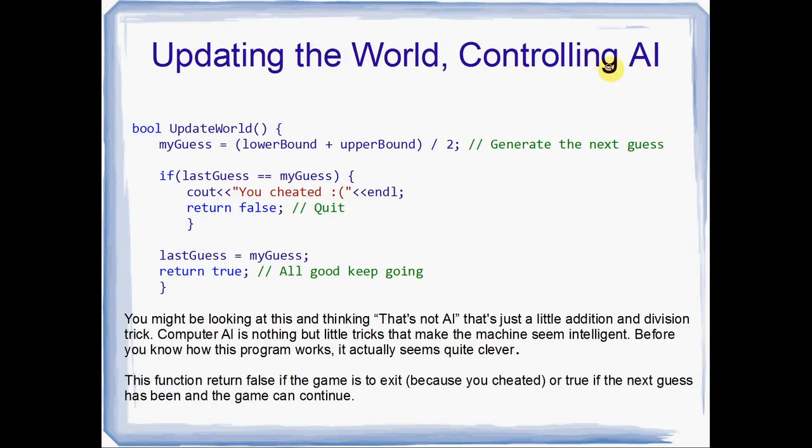Okay, so updating the world, controlling the enemy AI. You're versing the computer in this game. I suppose you're probably trying to think of a really difficult number for it to guess, but it's going to guess it anyway.